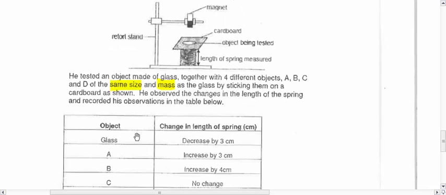Why do you think when I put the glass, the spring gets shorter? Yes, because the glass is heavy, it has a certain mass. So when I put something on the spring, obviously the spring will go down. It will get shorter because the spring is being compressed.